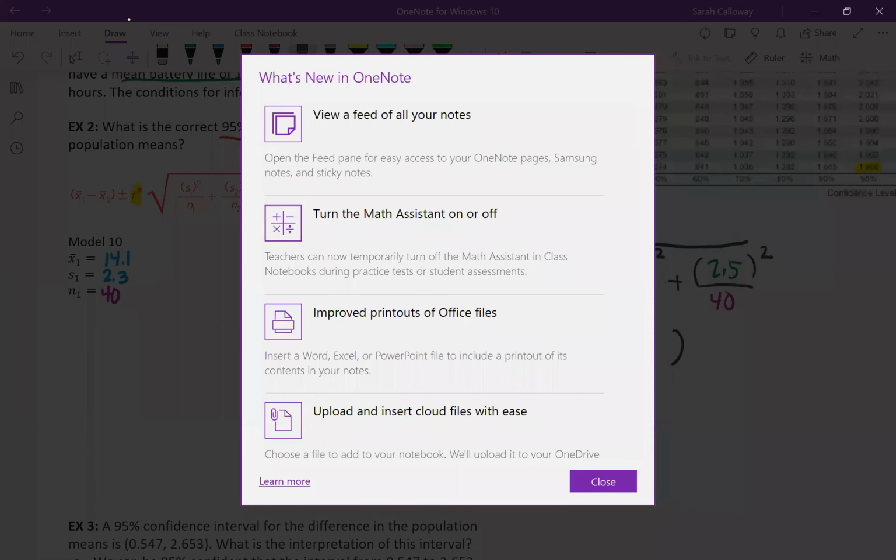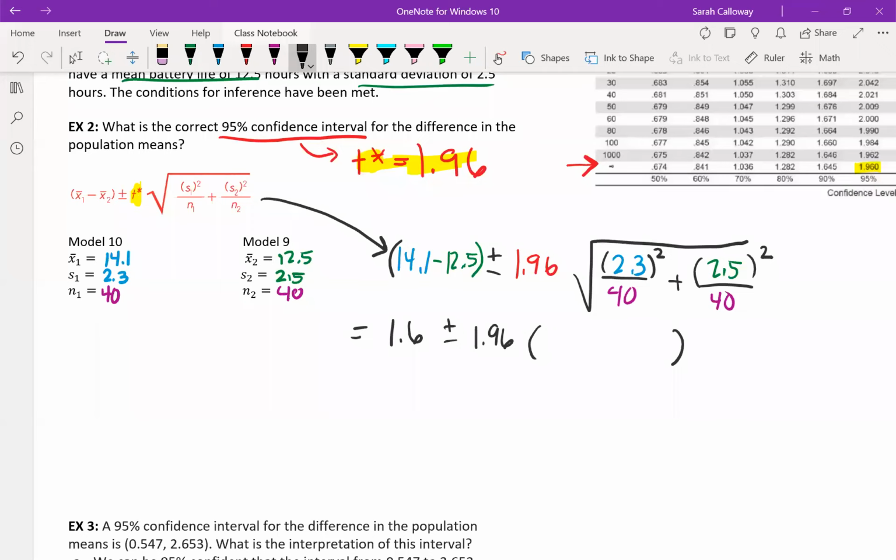plus 2.5 squared divided by 40, and that calculation is going to give me, rounding to 4 decimal places, 0.5371.